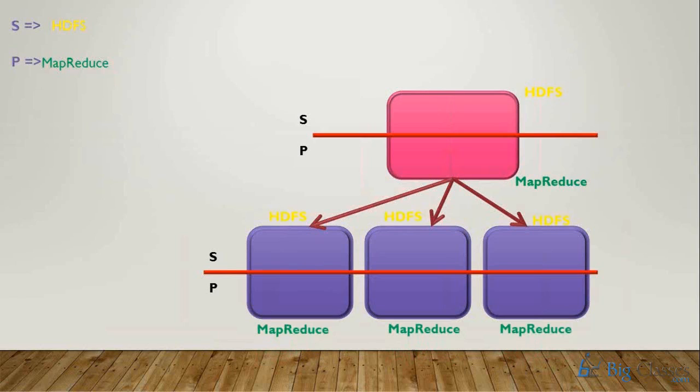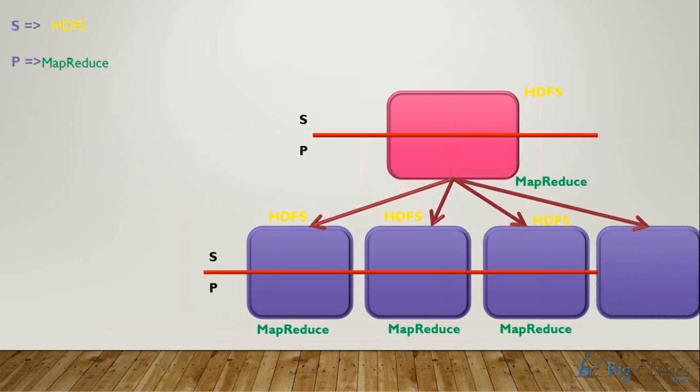So when my cluster is having storage and processing layers, which are nothing but HDFS and MapReduce layers in both master side and slave side, we can call this a Hadoop cluster. Previously it was a simple cluster. Now we are talking about a Hadoop cluster. What is the difference between that? Let me give you more clarity on that.